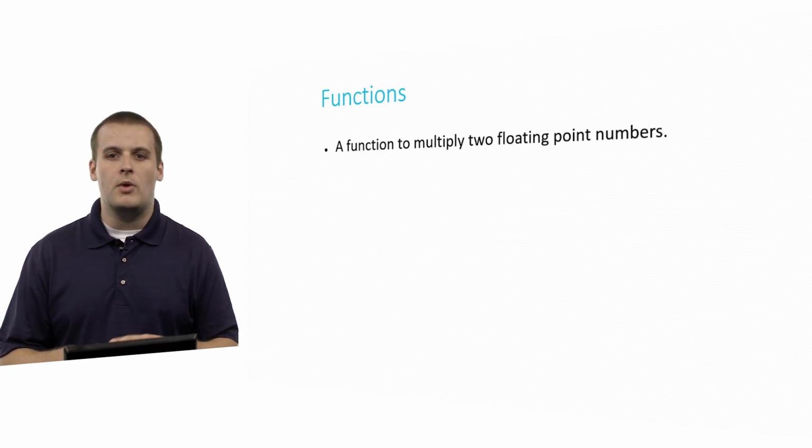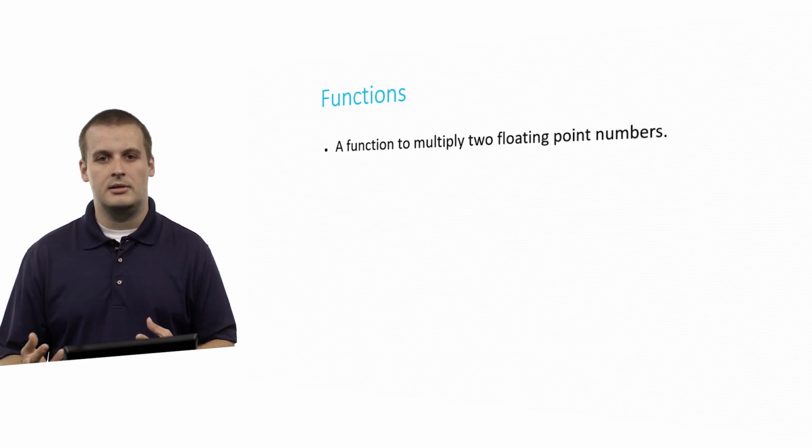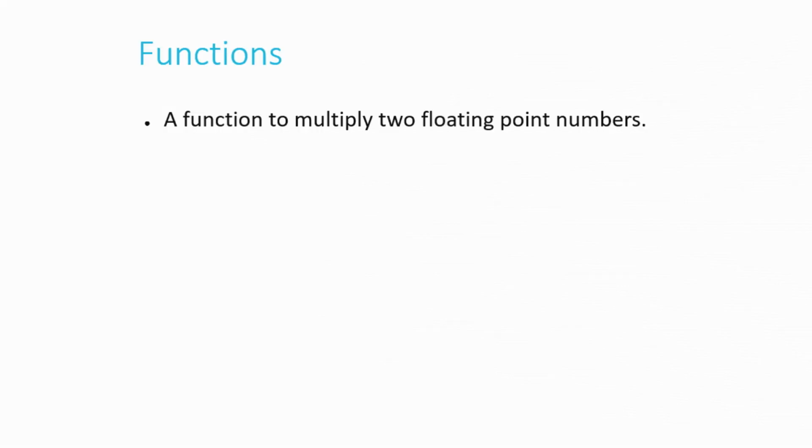What would the return type be? What would the meaningful name be? What would the inputs be? So why don't you pause the video here and write up a function declaration for a function that would multiply two floating point numbers together.